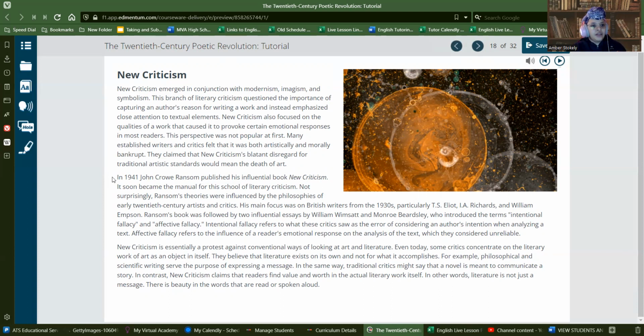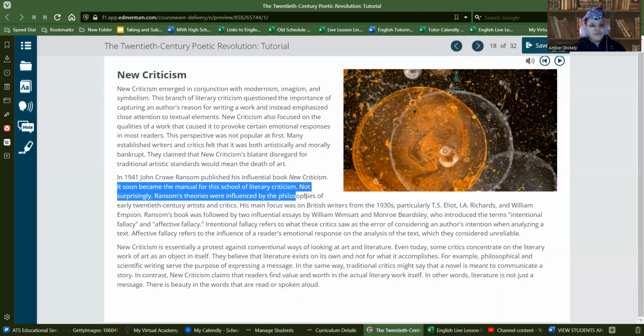Now, here in the second paragraph, we go into some of the important figures and establishing events for New Criticism. So in 1941, John Crowe Ransom published his first influential book on New Criticism. And it was called New Criticism. So it basically became the manual for this school of criticism. It was a guide for how to actually look at things.